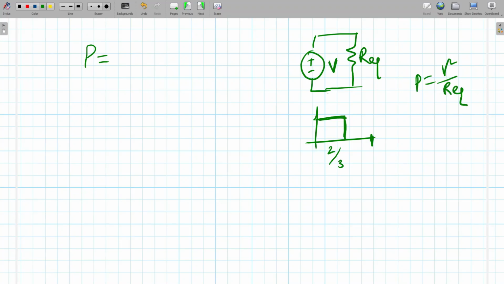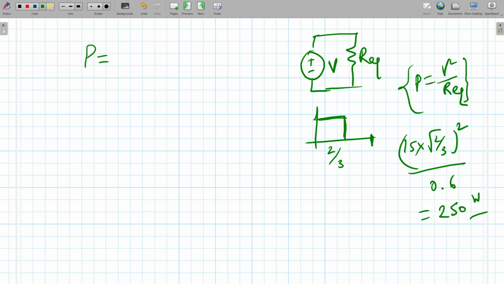So here, how much RMS voltage are we getting? 15 into root 2 by 3. So if we divide this square by 0.6, we will get 250 watt. That's why equivalent resistance means it should draw the same amount of power as the load. It should draw 250 watt. Is it clear? Clear to all? Yes, sir.